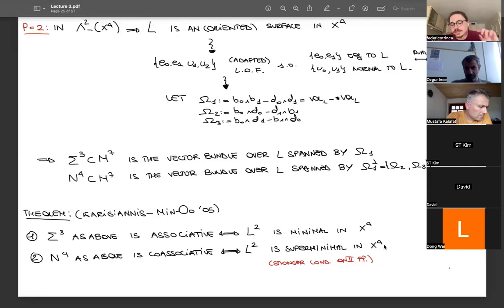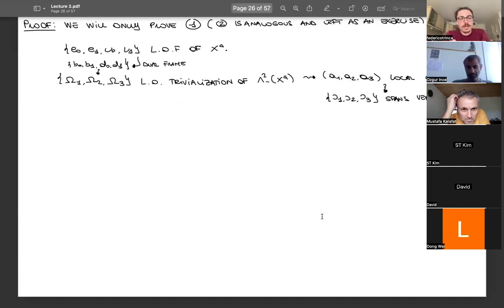And superminimal is just a stronger condition on the second fundamental form. I won't talk about it today. So the proof of this fact is quite easy in reality. So I will just do it.